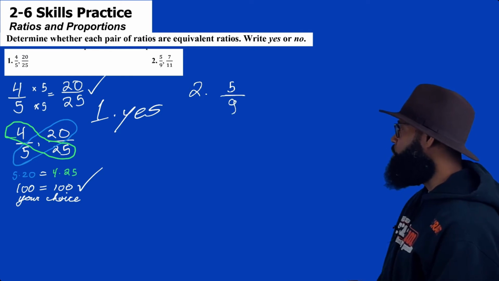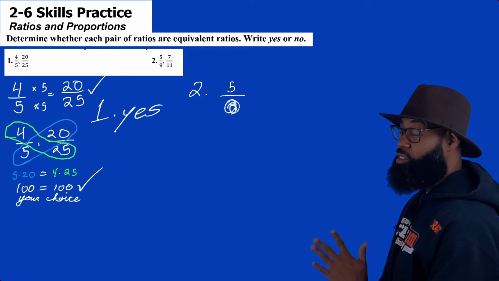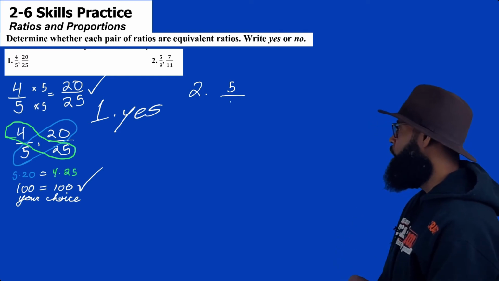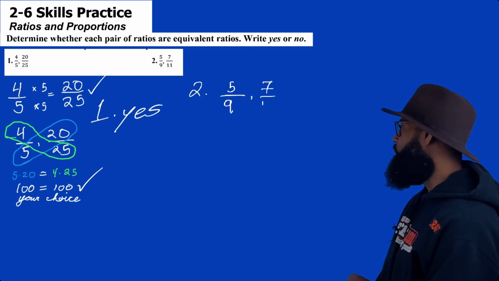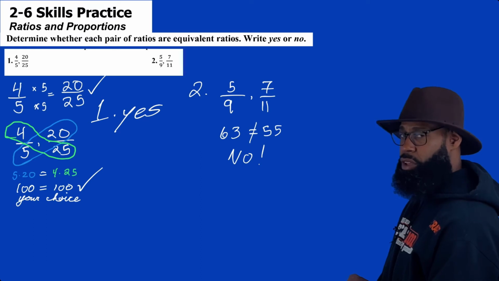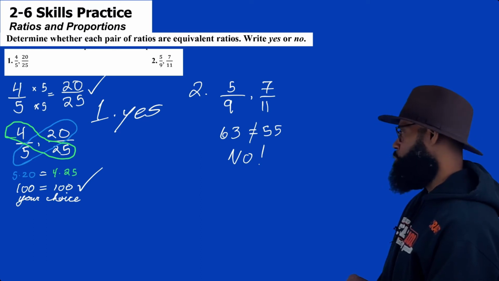How about number 2? 5 to 9. I want to read these as a ratio. 5 to 9. I think I want a 9, not a G, right? And our second ratio, 7 to 11. So I'm looking at this going, I don't know what 5 times anything will give me 7, so let's just cross multiply. 9 times 7 is 63, and 5 times 11 is 55, and those are not equivalent. So therefore, no for number 2.